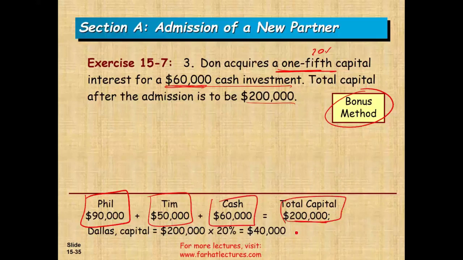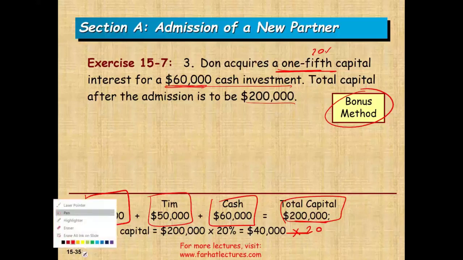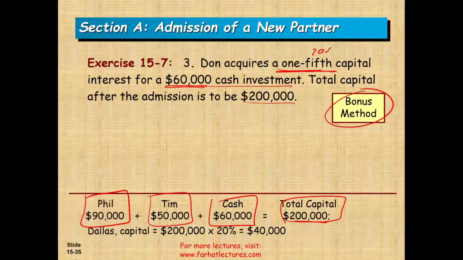And what's going to happen? Don said that he is going to get 20% out of this. So 20% out of 200,000 is 40,000. So notice, Don paid 60,000. Don's getting 40,000. Why? Look, if you want to invest with us, we're going to give you 40,000 for your 60,000. Either take it or leave it.